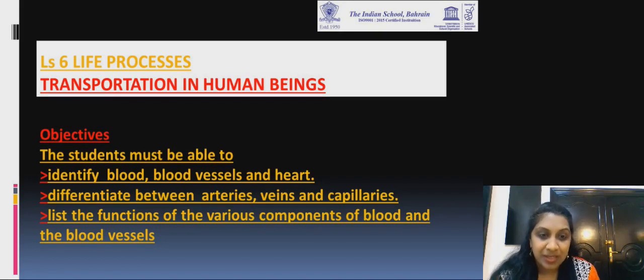In this session, we are all going to identify the different components of the transportation system in human beings, differentiate the different blood vessels, and understand the functions of the different components of blood and also the functions of the blood vessels too.